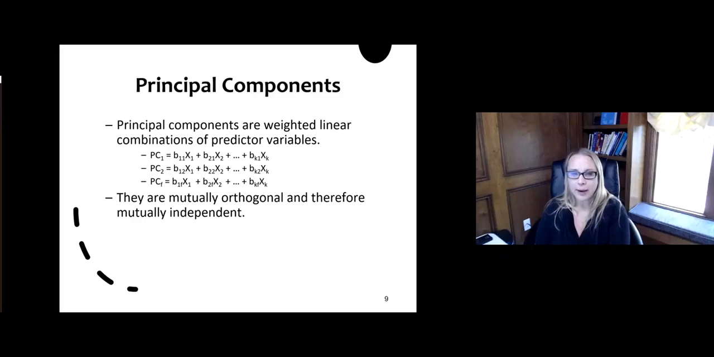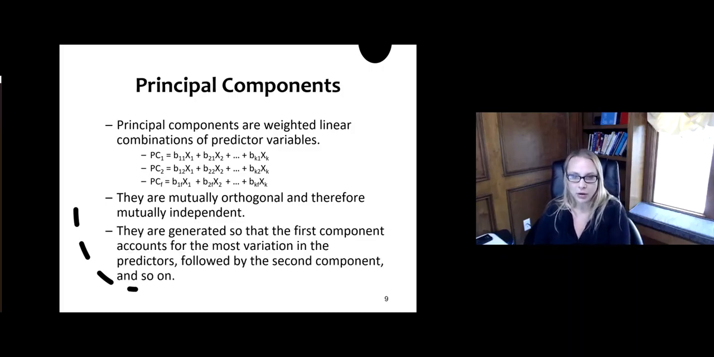The other great thing about principal components is that they're going to be mutually orthogonal and mutually independent of each other. They're going to be generated so that the first principal component accounts for most of the variance in the predictors, followed by the second component and so on. So ultimately you have 6 variables, but you will still have 6 principal components. But generally the first few principal components will capture the majority of the variability within the data, and therefore you'll just use the first few principal components as your predictive variables in your prediction problem.